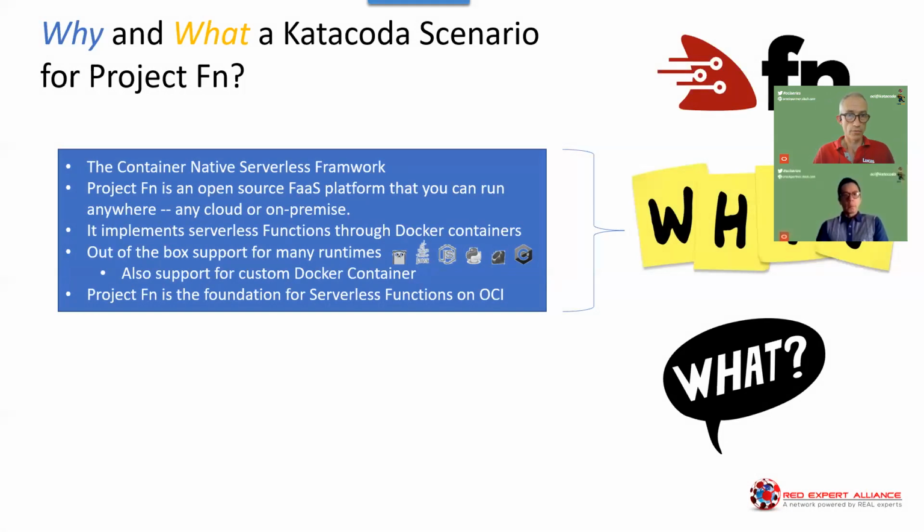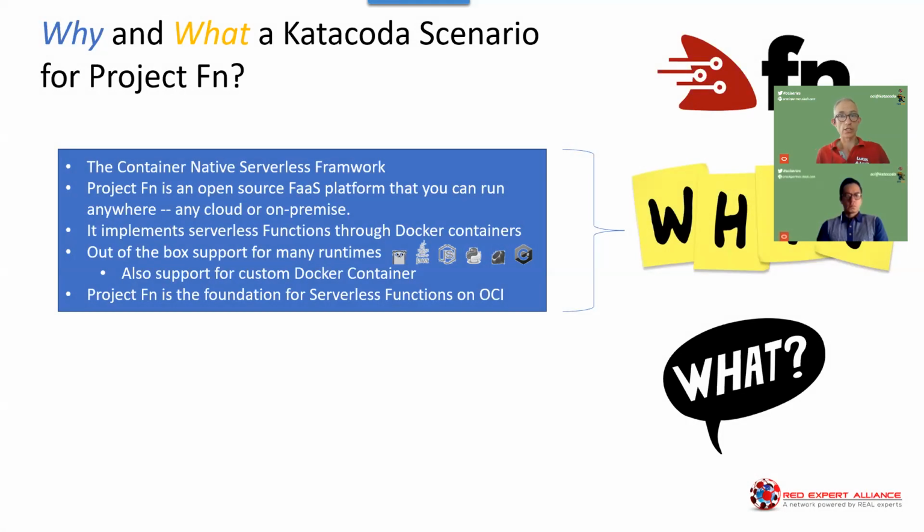So to repeat some of the things I already said, out-of-the-box support for many runtimes. Custom Docker containers can be used as well, so you can basically implement a function any way you like it. And Project FN, as I said, is the foundation for serverless functions on OCI. Okay, so these are the main reasons why we have included a Katacoda scenario for Project FN, because it's what we build almost anything else on top of.